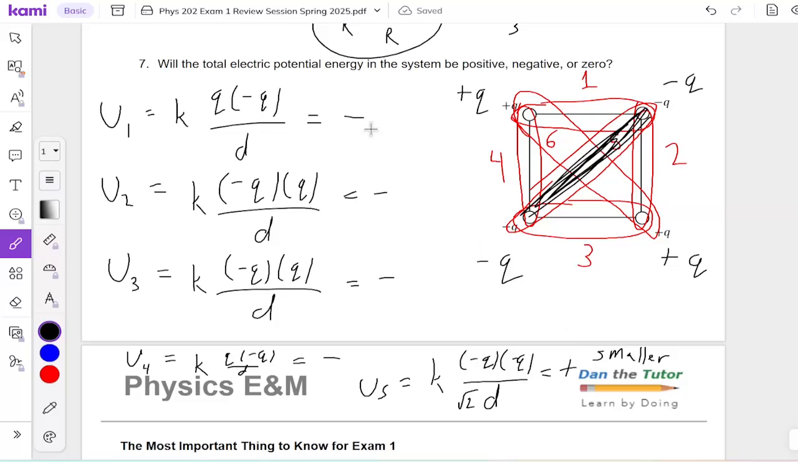What's interesting is all the answers we've had previously were normal size negative answers. It's like if the score in a baseball game is -4 to +1/2. Like it's a smaller positive. And then finally, U6 is going to be positive as well. Again, it's smaller because the denominator is bigger. We're farther apart. That makes it a smaller electric potential energy.